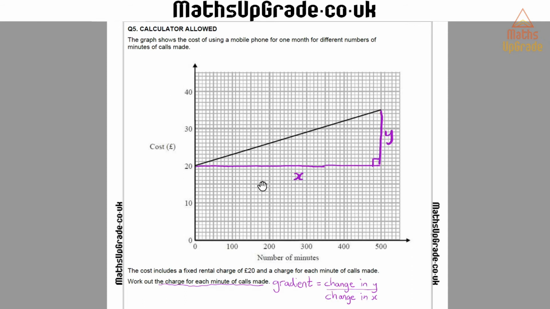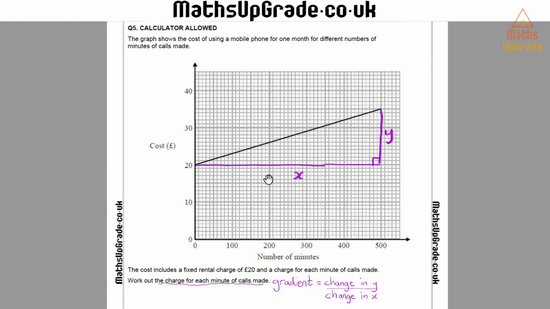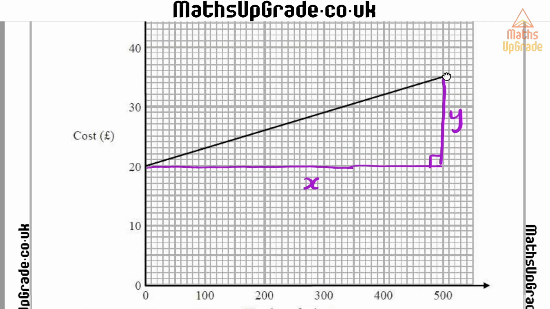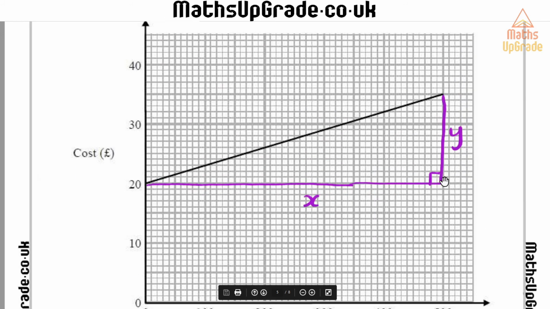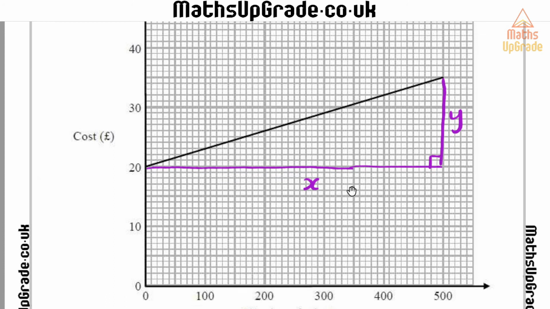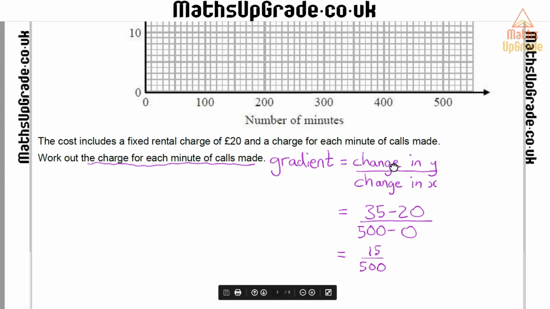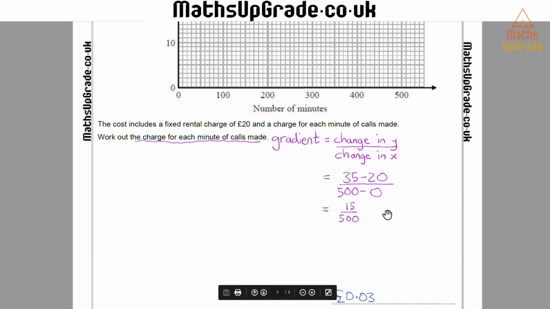So I'm just going to draw a right angle triangle anywhere underneath this line. I've drawn it as big as possible here, just because I can read off this value really easily, and I can read off this value really easily. This value here, the y value here, is 35, and the y value here is 20. So 35 minus 20, which is 15. So that's 15 for the change in y. The change in x is 500 and 0. It'll be 15 over 500.